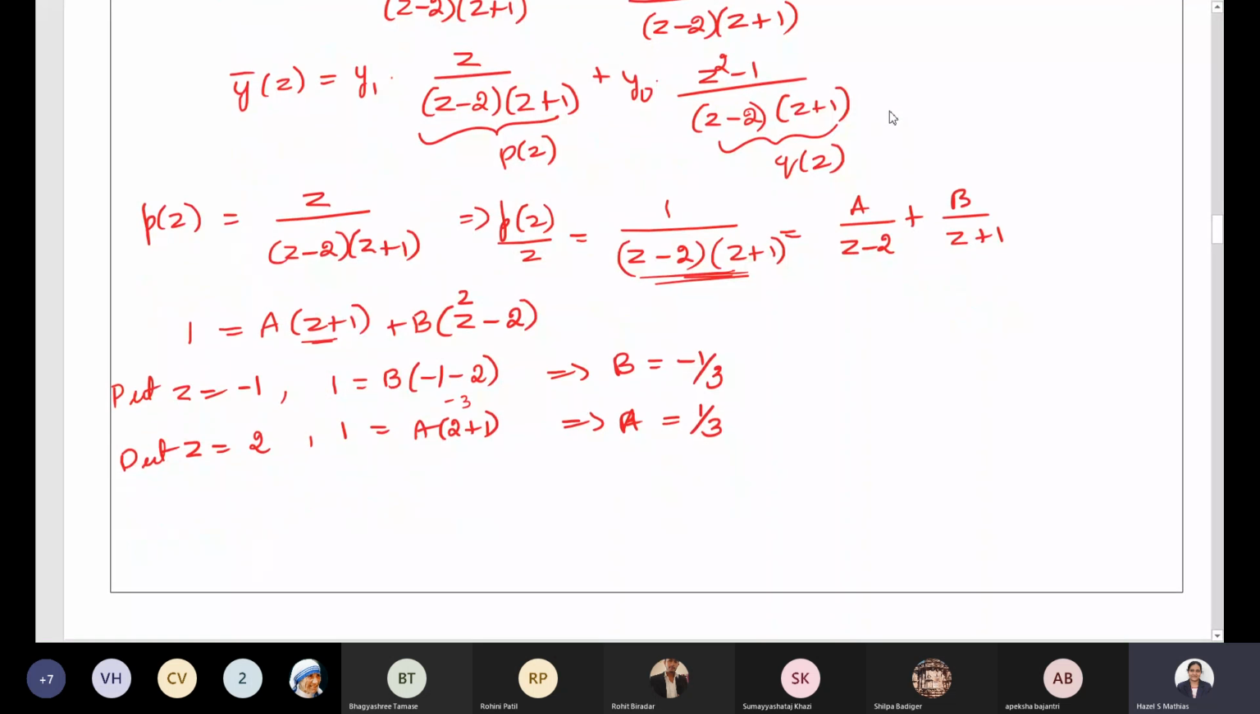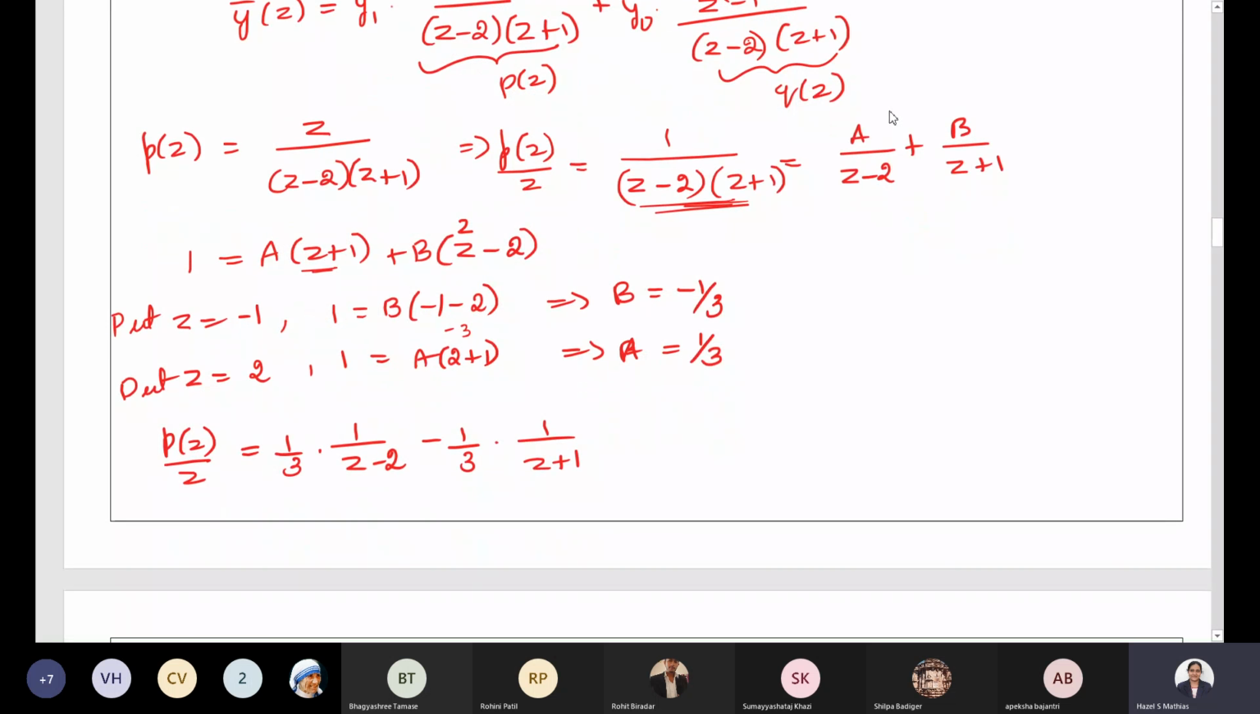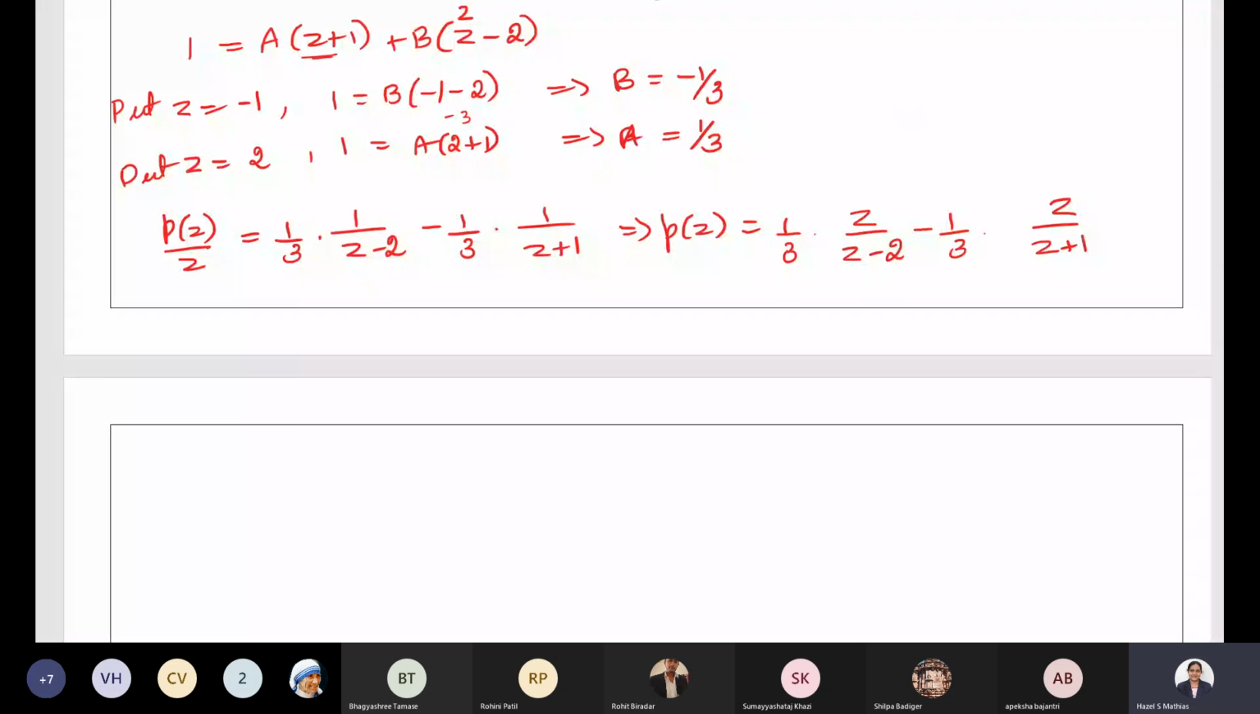So substitute in this expression, what do we get? P of z divided by z equal to a value is 1 by 3 into 1 by z minus 2. B value is minus 1 by 3 into 1 by z plus 1. Now that is P of z by z. So what will be P of z from this? Work out along with me. It will be 1 by 3 into z by z minus 2 minus 1 by 3 into z by z plus 1.